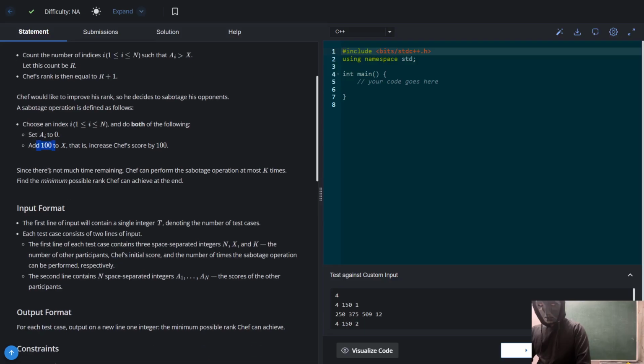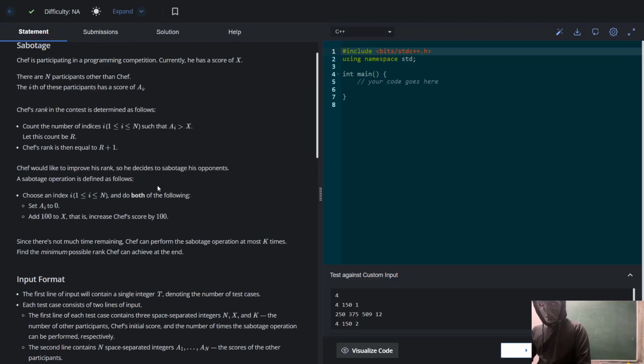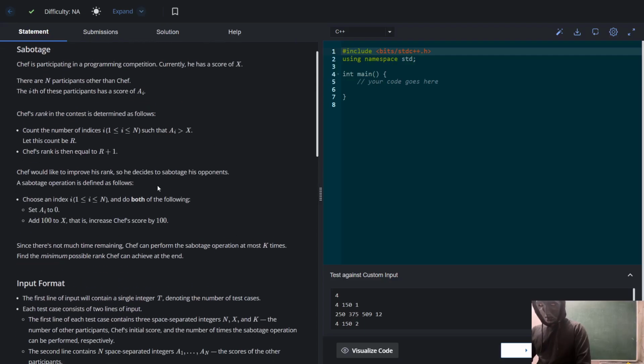Since there is not much time remaining, Chef can perform the sabotage operation at most K times. Only K times he can perform these operations at most. He can perform 0 times, 1 time, 2 times, up till K times, but not more than K times. The question is: find the minimum possible rank Chef can achieve at the end. This problem seems difficult, but it is very easy.